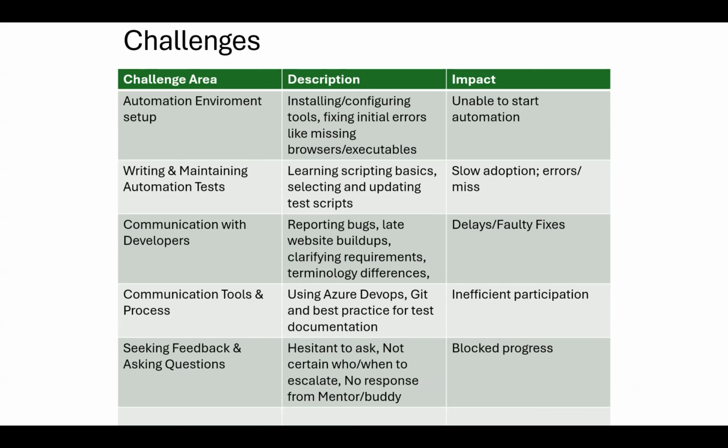If I can take an example of seeking feedback and asking questions, there is this hesitation to ask questions, or not knowing who to direct the questions to or to escalate issues to. I'll thank our Scrum Master because she was quite helpful, pointing us, okay, you can do this, you can do that. And then there's this issue of no response from mentee and mentor. Part of the communication tools we used was Azure and the best practice for test documentation. Can you go to the next slide? Next slide.